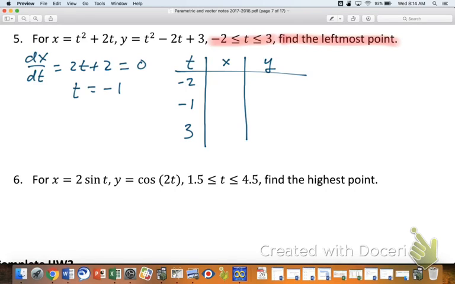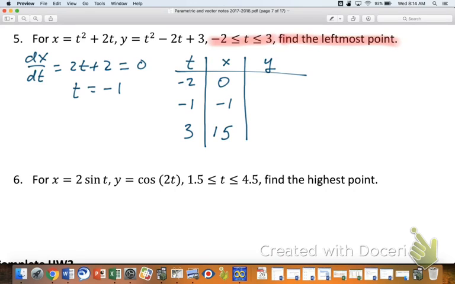I'm only going to concern myself with the x's right now because I'm looking for the leftmost point. This would be the minimum value of x. My candidates are endpoints and critical numbers because I'm on a closed interval here. So I'm just going to plug the t values into my x equation. If I plug in the -2, I get 4 minus 4. If I plug in the -1, I get 1 minus 2. If I plug in the 3, I get 9 plus 6.